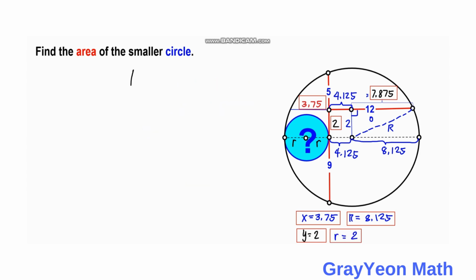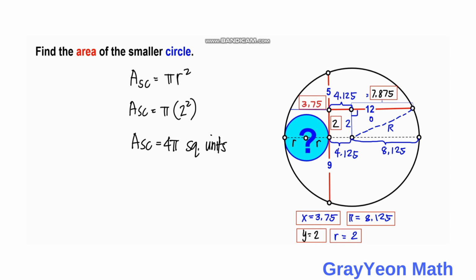Okay, so now for the final step, the area of the small circle, let's call this SC, is equal to pi times r squared. So area SC is simply pi times 2 squared. So area SC is equal to 4 pi square units. And that is our answer.